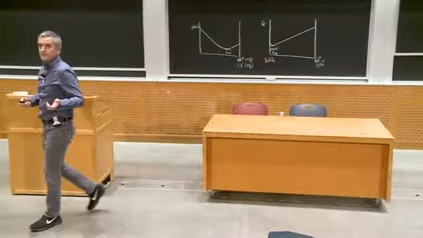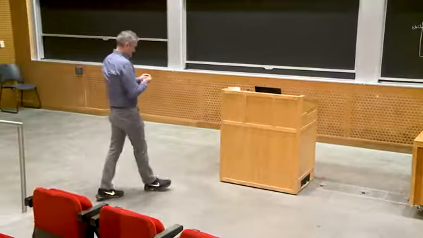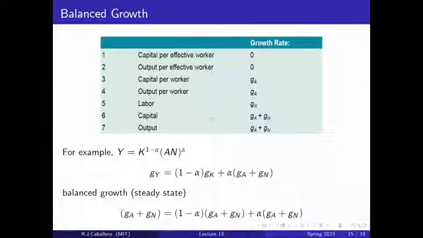But before I do that, I need to finish the previous lecture. And so let me do that. I had shown you this table, remember, in the complete model, the model that has productivity growth, unemployment, and population growth. We concluded that in balanced growth, the following happened.